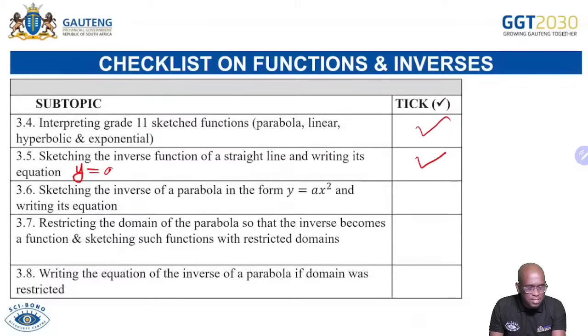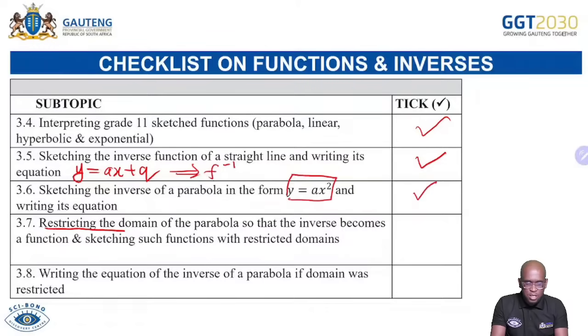Remember, the straight line is ax plus q, or mx plus c. You should be able to determine its inverse equation and also sketch the inverse. You should also be able to do the same with the parabola in the form ax squared. However, here you should also know how to restrict the domain.